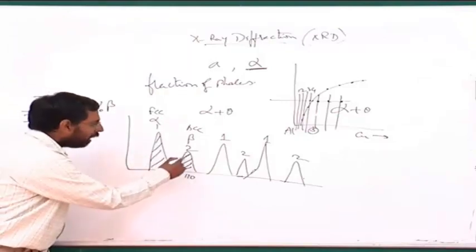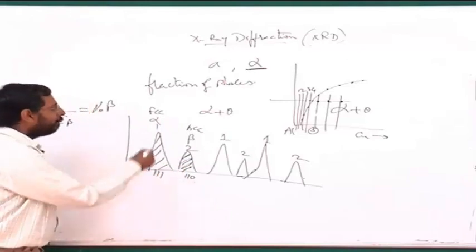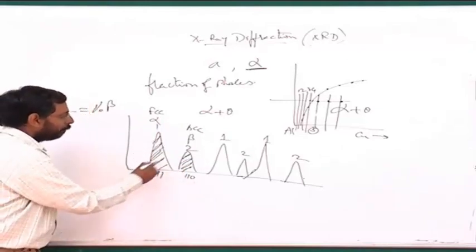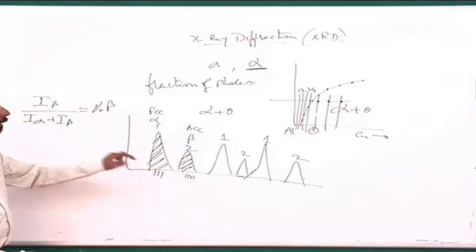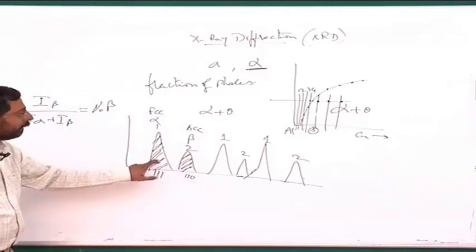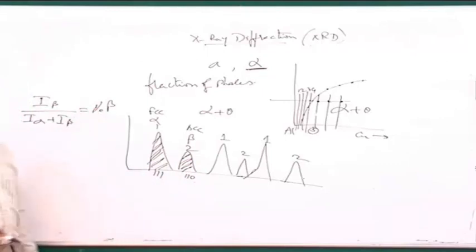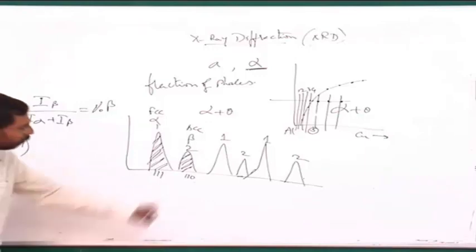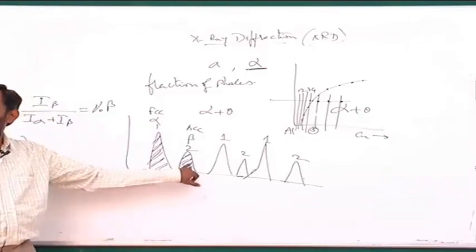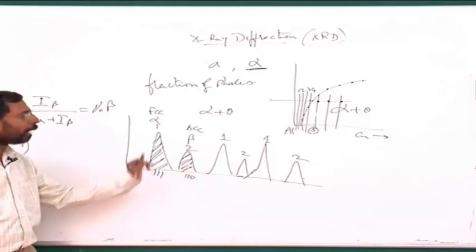So find out the area under this peak and the area under the other peak, and then take the ratio of this to the sum of these two. That will give you the percentage of beta. But this has two problems. One is that this particular peak of beta should not have any overlapping of alpha.